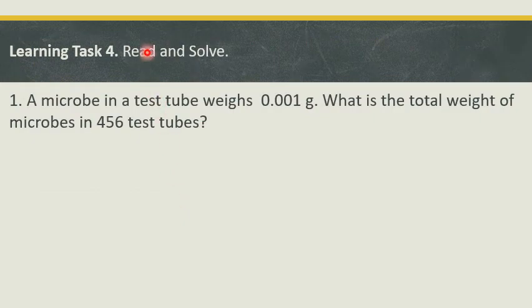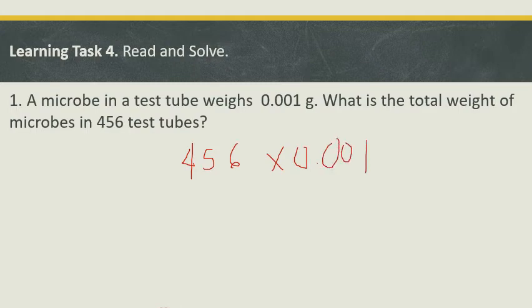Okay, then learning task 4, read and solve. So, number 1, a microbe in a test tube weighs 1,000 gram. What is the total weight of microbes in 456 test tubes? So, 456 times 1,000.